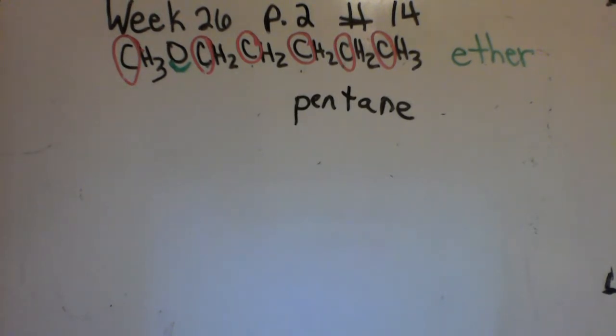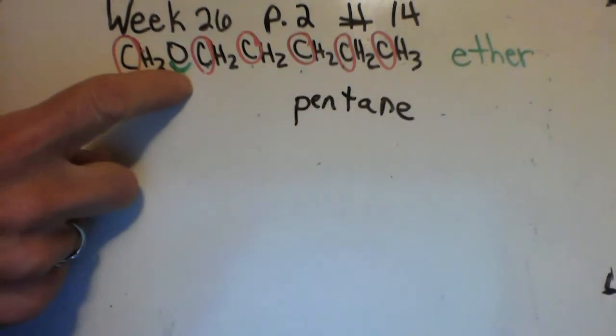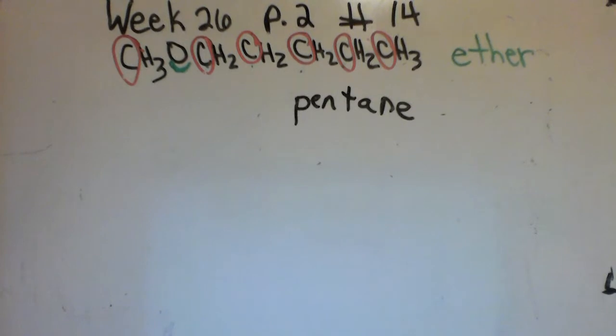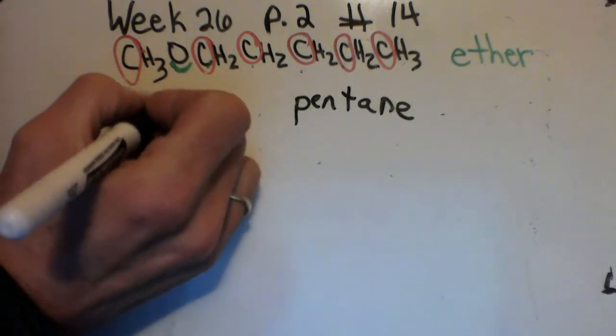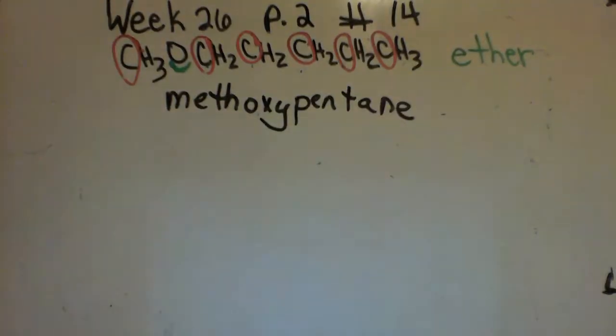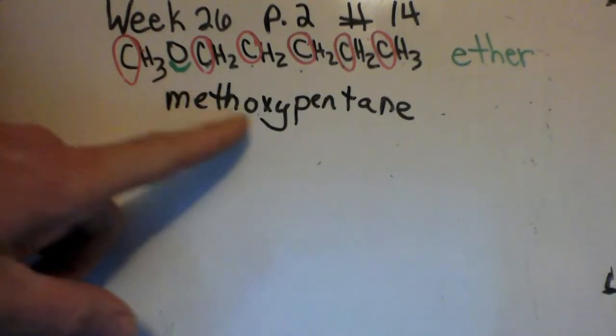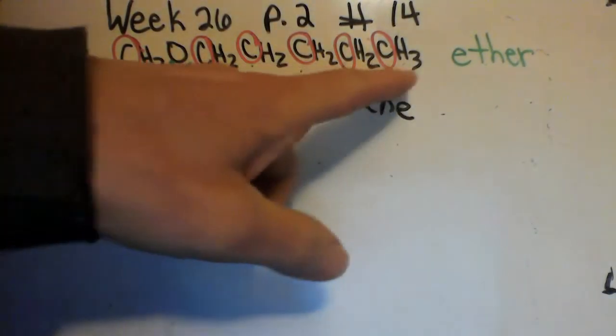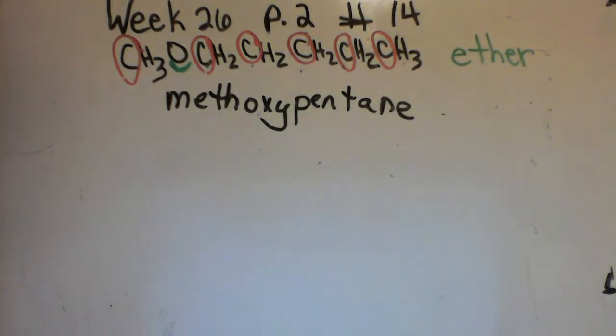But since it's an ether, which is 2 hydrocarbon chains bonded to an oxygen, instead of the "ane" ending, we're going to give it an "oxy" ending, showing that there's an oxygen there. So this will be methoxy. So we have meth, we have oxy for the O in the middle, and we have pentane for the hydrocarbon chain on the right: methoxypentane.